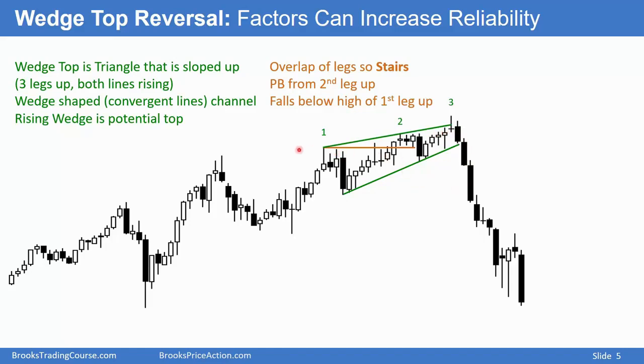There's overlap here. The breakout above this high, pull back below the high. The breakout above this high, pull back. The breakout above this high, pull back. When you have a wedge channel where there's overlap, there's higher probability that you'll get the bear breakout.